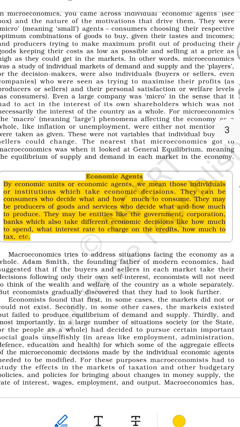They may be entities like the government, corporations, banks, which also take different economic decisions like how much to spend, what interest rate to charge on the credits, how much to tax, etc. Simple meaning: some big groups like the government, like a country's rulers, a corporation, a big company like Apple or Tata, a bank where people save or borrow money.